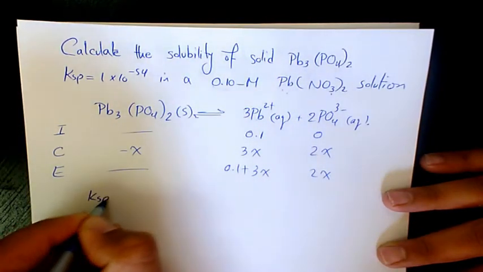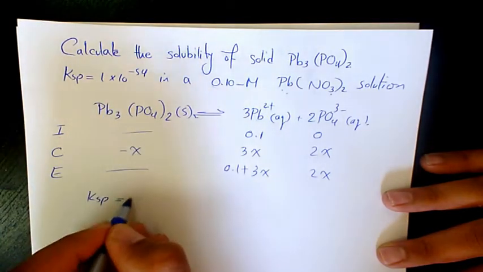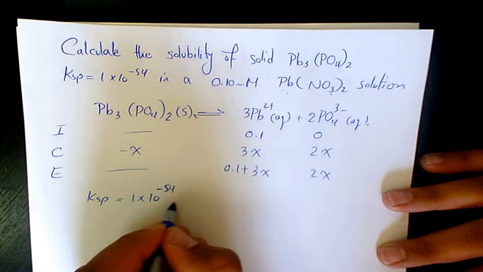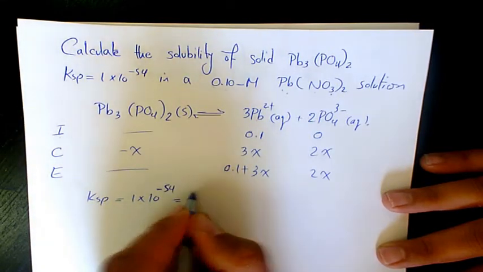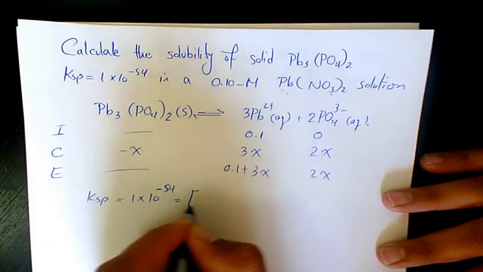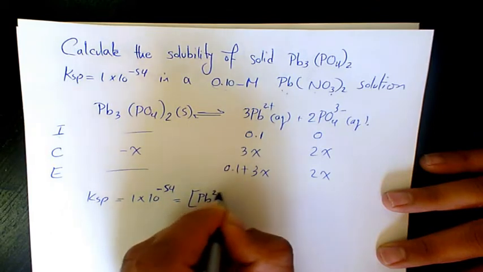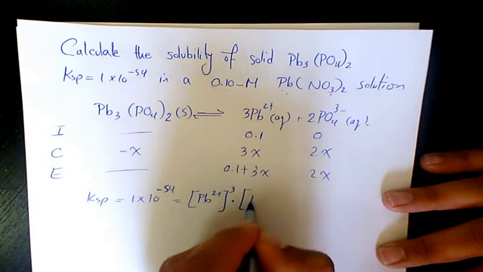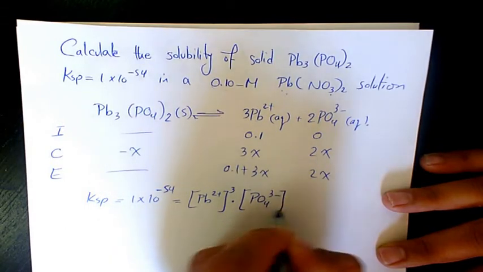So KSP equals, it's given. If it's not given, you can find it using the solubility product table. 1 times 10 to the power of negative 54 equals Pb2+ to the power of 3, because the coefficient is 3, times phosphate to the power of 2.